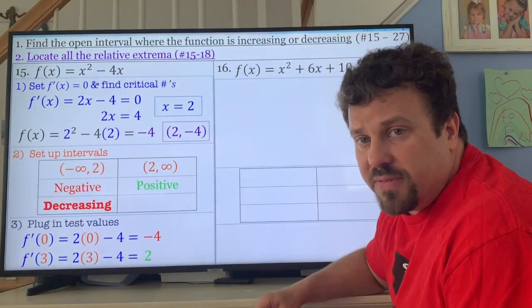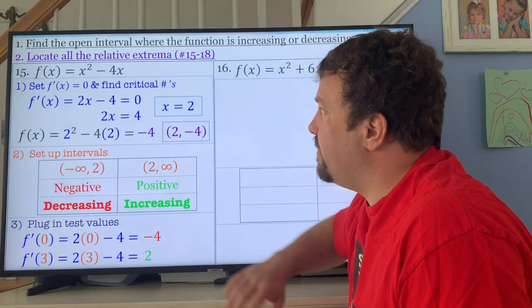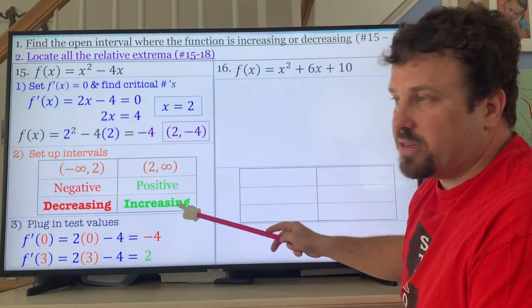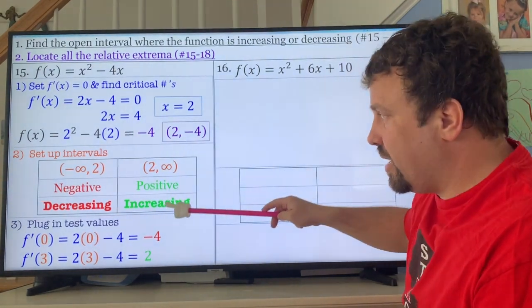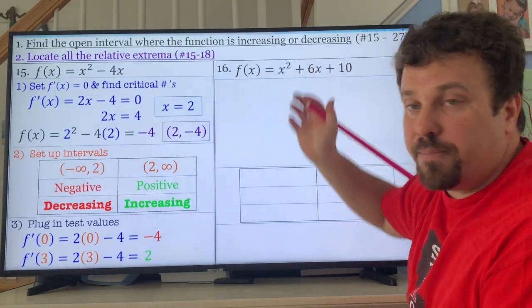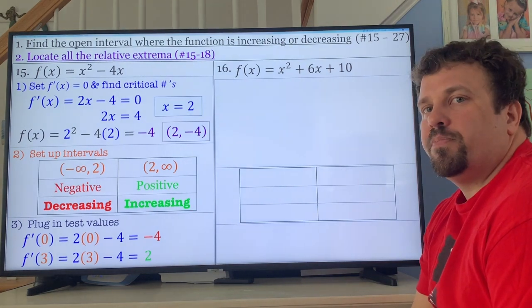2 is a positive number. Positive numbers increase. If I picked a number like 5, 2 times 5 is 10, 10 minus 4 is 6. 6 is still positive, it's still increasing. Any number you pick between these two is going to be positive, making it increase. And this is actually a parabola. It goes down, hits this point, and goes back up. So try problem 16. Same concept that we did here.